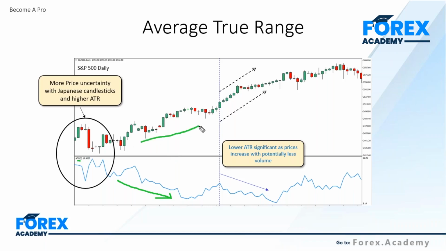What we have is that lower ATR is significant as prices increase with potentially less volume. That tells us, guys, that this market wants to go one way. Okay, there's nothing necessarily driving it in terms of momentum. There's not a lot of volatility in the market. The market's simply ticking up day after day, and we get a very well structured trend.